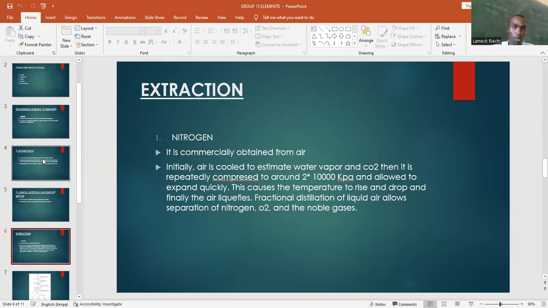Nitrogen is commercially obtained from air. Initially, air is cooled to remove water vapor and carbon dioxide. Then it is repeatedly compressed to around 2,000 to 10,000 kilopascals and allowed to expand quickly. This causes the temperature to rise and fall, and finally, the air liquefies. Fractional distillation of liquid air allows separation of nitrogen, oxygen, and the noble gases.